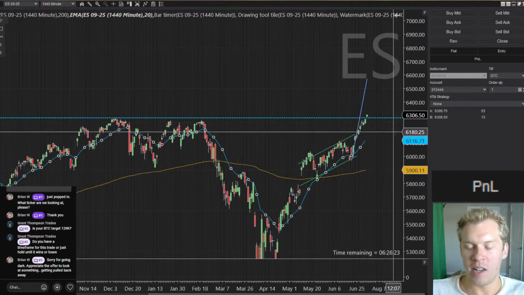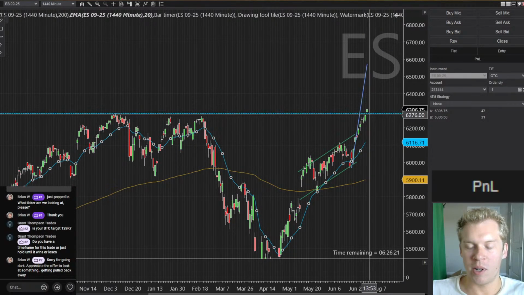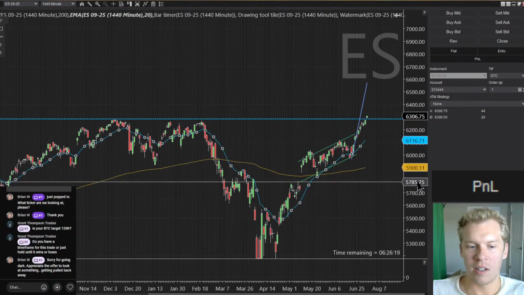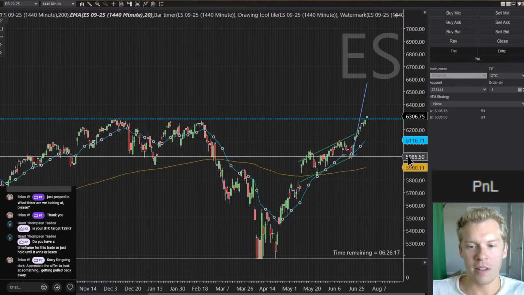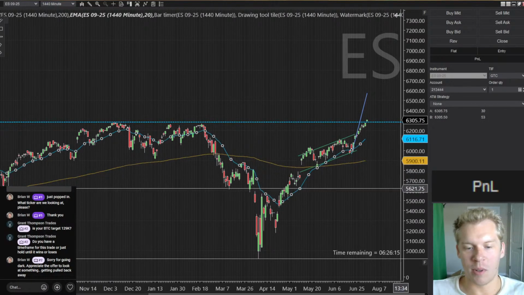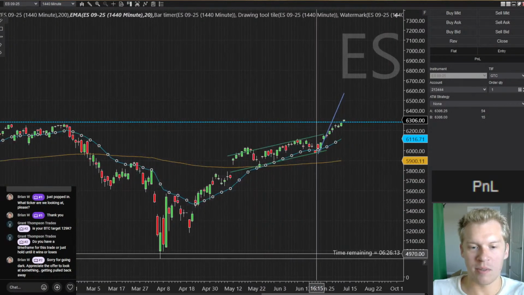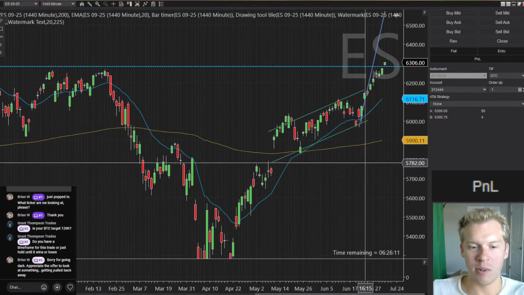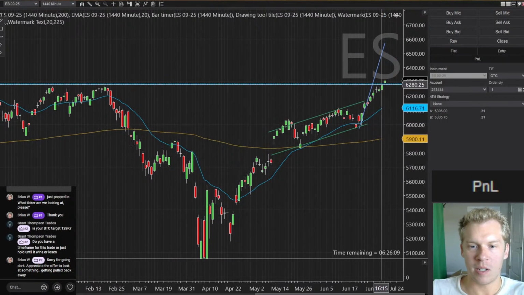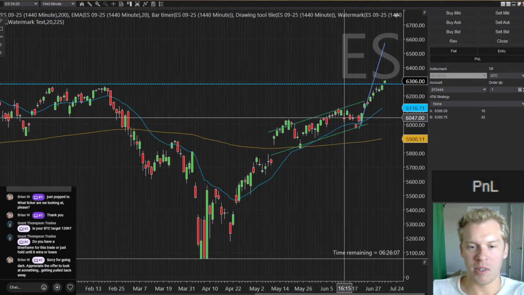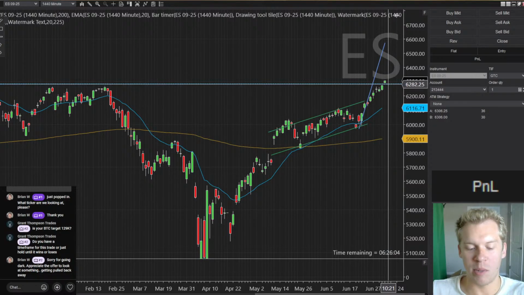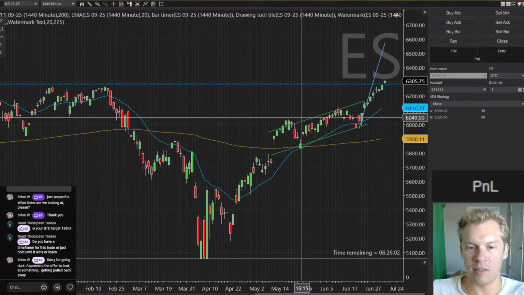No. Maybe me 10 years ago would have tried to short here to do a reversal trade, but that so often hurts you, trying to do these reversal trades. If you're in a trend, don't try to play it too fancy. The market's going up. The only thing you should be doing is buying. If you're not buying, then you shouldn't do anything.